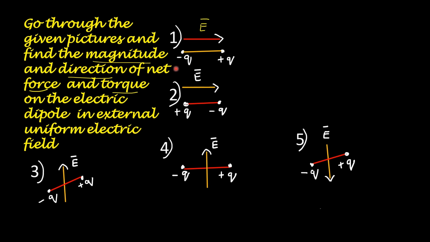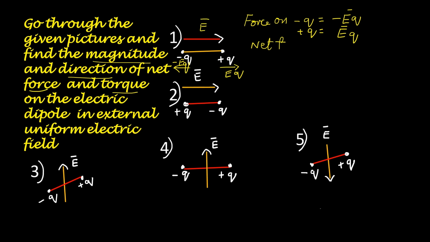Force on negative Q due to electric field will be equal to negative EQ. I will note it here. Force on positive Q is equal to EQ, acting in the same direction of dipole moment, and the negative EQ acts in the opposite direction. Net force will be equal to the sum of these two, that is EQ plus minus EQ. What will be the value? That will be equal to 0.